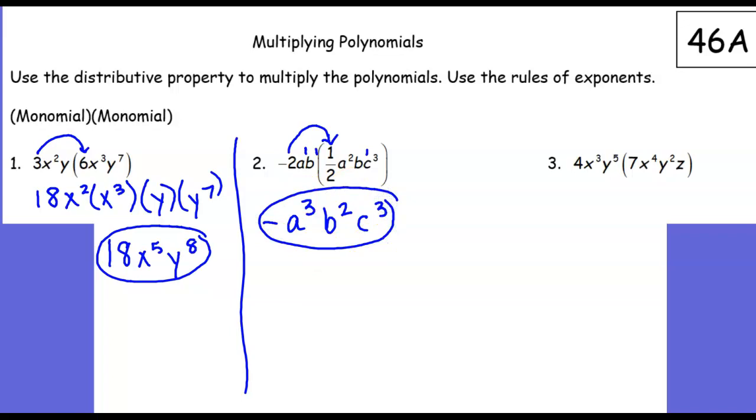All right, for number 3, 4 times 7 is 28. X to the third times x to the fourth would be x to the seventh. Y to the fifth times y squared would be y to the seventh, because 5 plus 2 is 7. And then we would just have our z. Okay, so that's how we're going to start, and this will lead us into distributing.